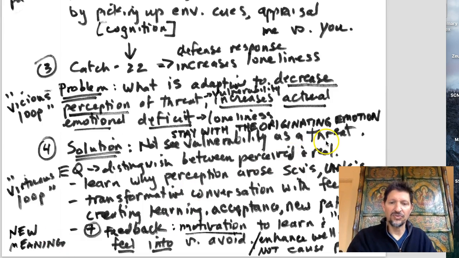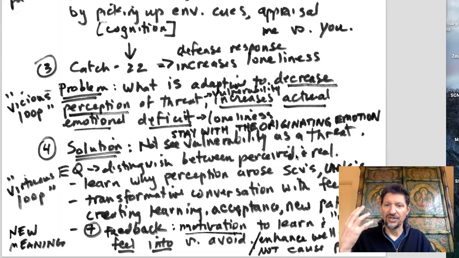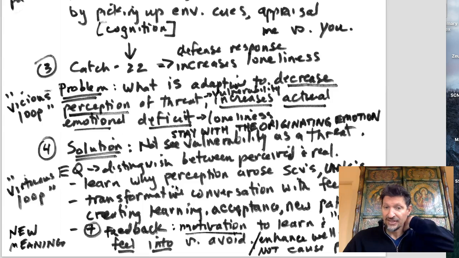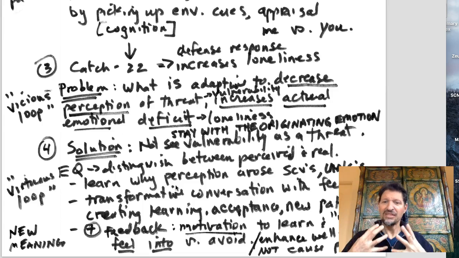Instead of seeing vulnerability as a threat, see it as a place to go into and explore. Develop EQ, or emotional intelligence, and distinguish between perceived and real. Learn why the perception arose: your sociocultural variables, your underlying needs and concerns. Have a transformative conversation with your feelings. You can even say, I'm lonely. You can share that feeling. You can ask, what is this loneliness telling me? It may mean that you really care about this person that you're missing, and you can honor that. It can create learning and acceptance in a new pattern, okay?